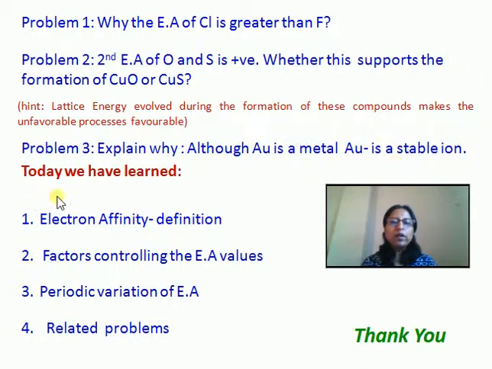So today we have learned the definition of electron affinity. Then we have also learned the factors controlling the electron affinity values. Then we have learned the periodic variation of electron affinity values, and I have also discussed with you some of the related problems, and I hope you will be able to answer the questions related to electron affinities now.